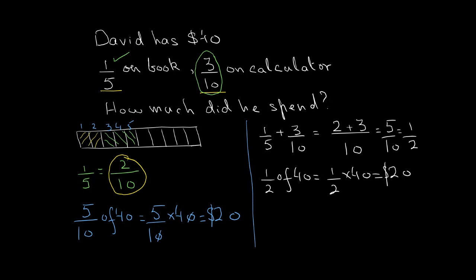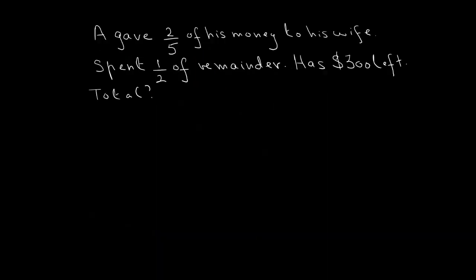Okay, so now let's look at another problem. Mr. Anderson gave 2/5 of his money to his wife and spent one half of the remainder. If he had $300 left, how much money did he have at first? That's what we have to figure out. Okay, so let's make a bar model first.